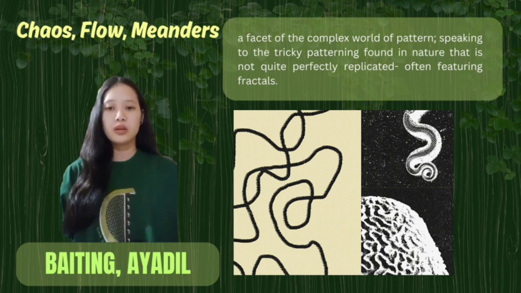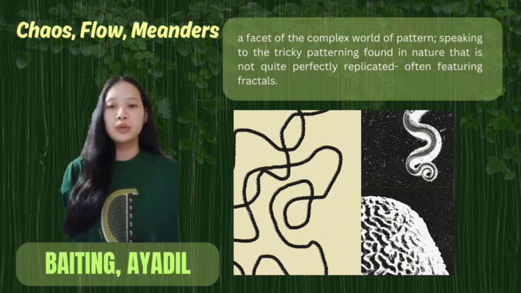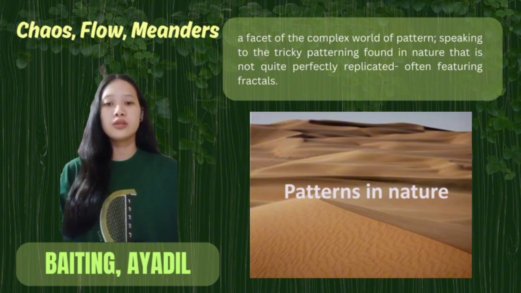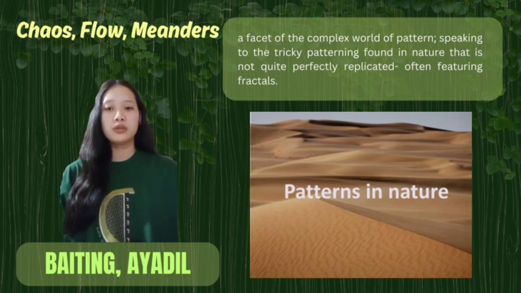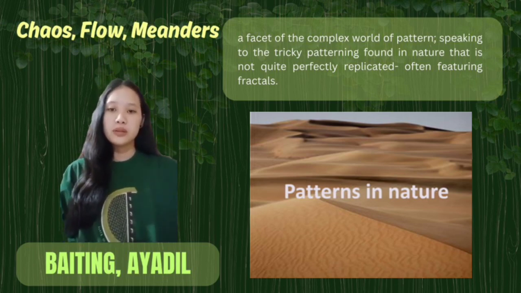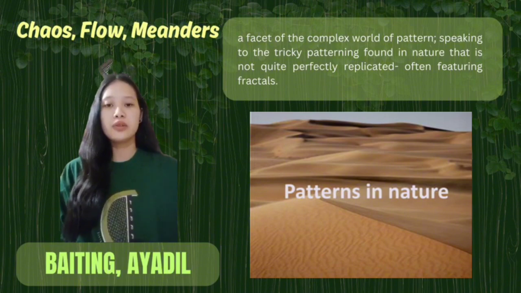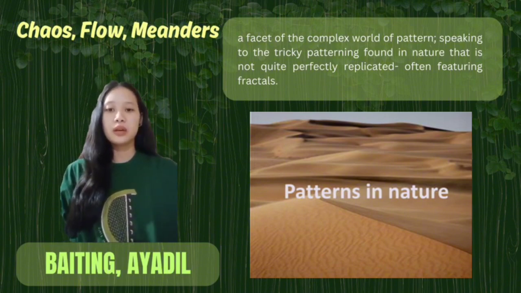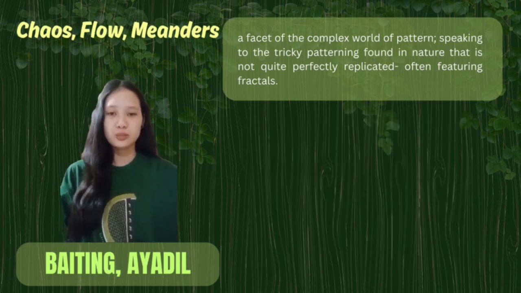The second one is flow. Flow represents continuous change or movement associated with fluids or transformation, like water flow in a river and changing temperatures over time. The last one is meanders. Meanders are winding bends in a river that are studied to understand river dynamics, predict floods, and manage rivers.